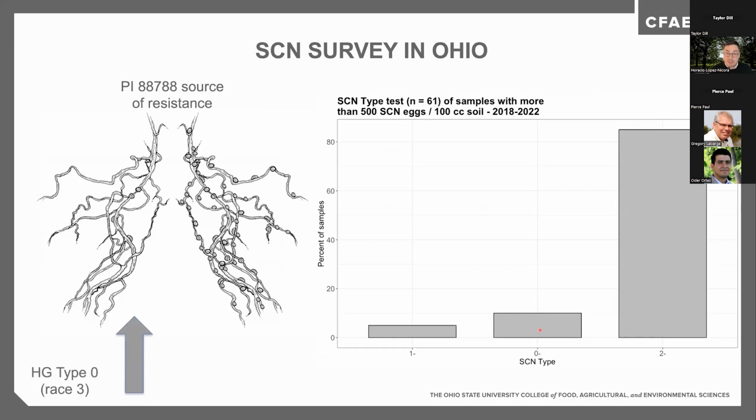10% of the population in Ohio, at least from the ones that we put in the greenhouse, are AG type 0, or race 3. That means that we can effectively manage that population with any source of resistance, including 88788. Unfortunately, though, more than 85% of those populations are AG type 2, which means that they can reproduce on 88788 above 10% compared to a susceptible. And like I mentioned previously, we have populations in Ohio with a female index of 80% compared to a susceptible.